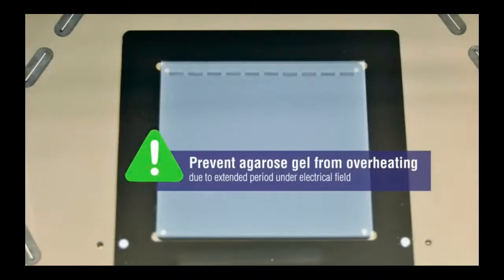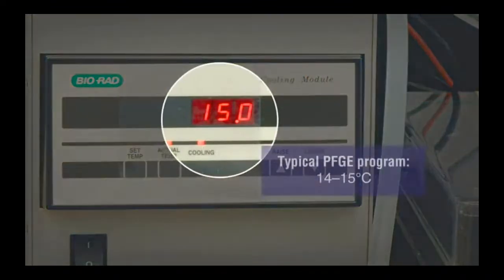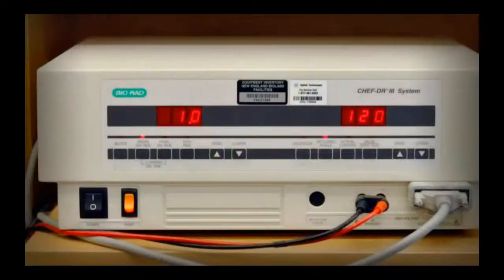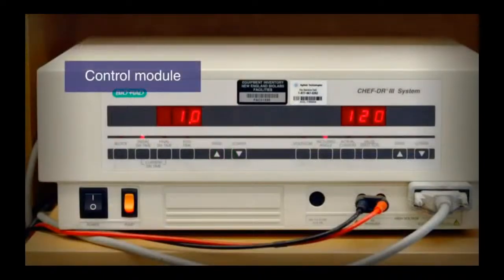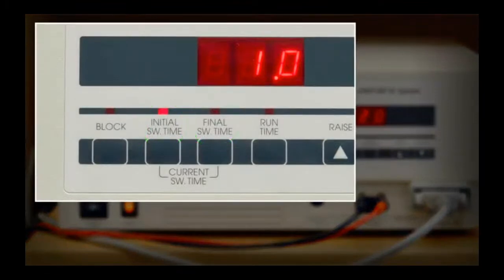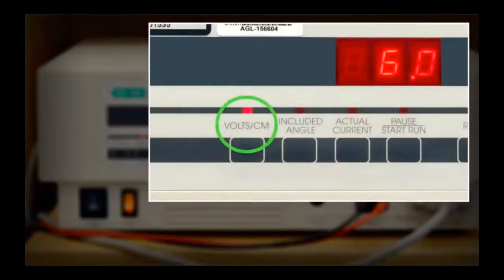To prevent the agarose gel from overheating due to the extended period under the electrical field, which could result in a loss of resolution, a cooling module adjusts the temperature of the buffer. A typical PFGE program is run at 14 or 15 degrees Celsius. It is important that no air is left in the tubing to and from the cooling module. On the control module, the migration protocol can be entered and monitored. This includes the initial and final switch times, the duration of the migration, the angle of electrophoresis, and the voltage.